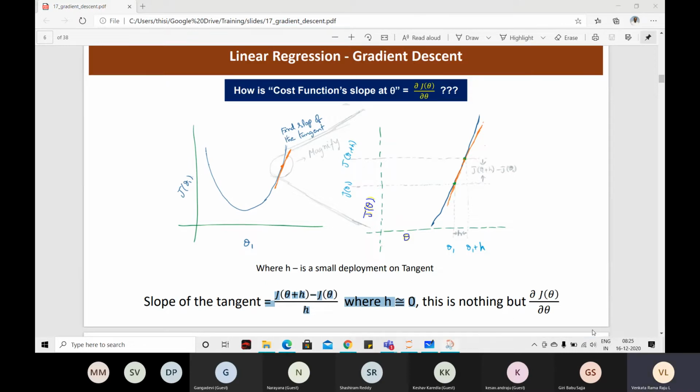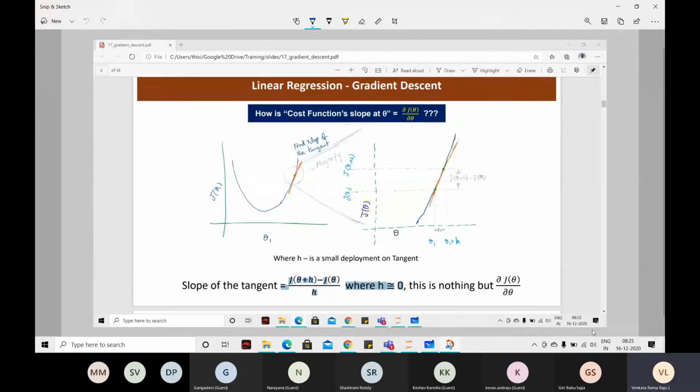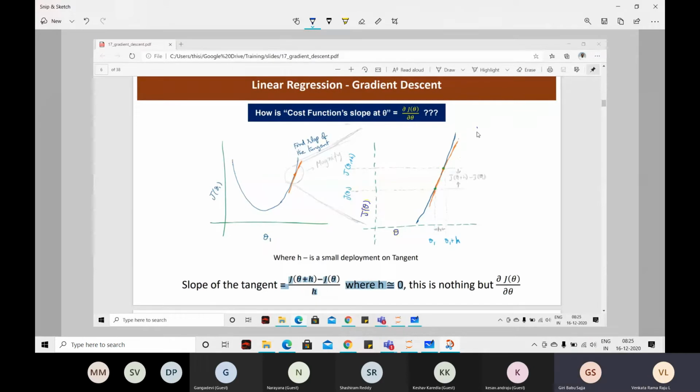Do you remember that? No? At least I know. We know the slope, how to calculate this slope. Yeah, we know the slope, but this is slope. You got that point, right? But this is something else also. It's nothing but the derivative of the cost function with respect to theta. Limit h tends to 0, right?